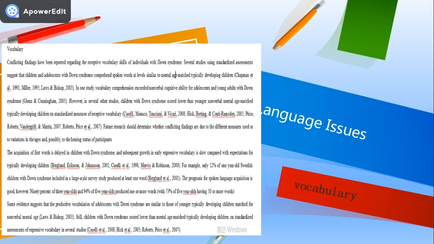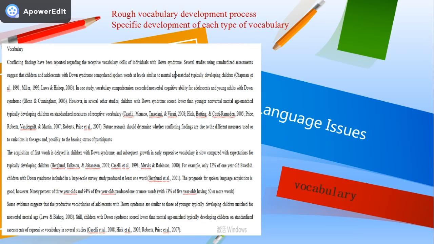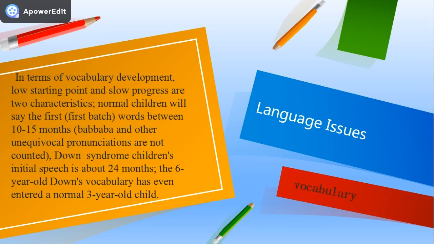In terms of vocabulary development, the early research was more concentrated on the rough vocabulary development progress, and then they focused more on the specific development of each type of vocabulary, and found that a low starting point and slow progress are two characteristics of Down syndrome children during their vocabulary development. Compared with normal children, the Down syndrome children's initial speech is at about 24 months, about 10 months later than normal children. The 3-year-old Down syndrome child's vocabulary is even equivalent to that of a normal 1-year-old child.